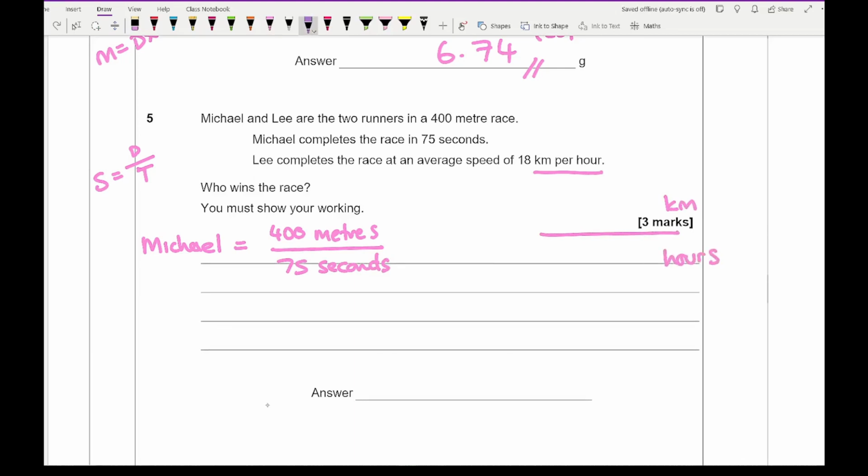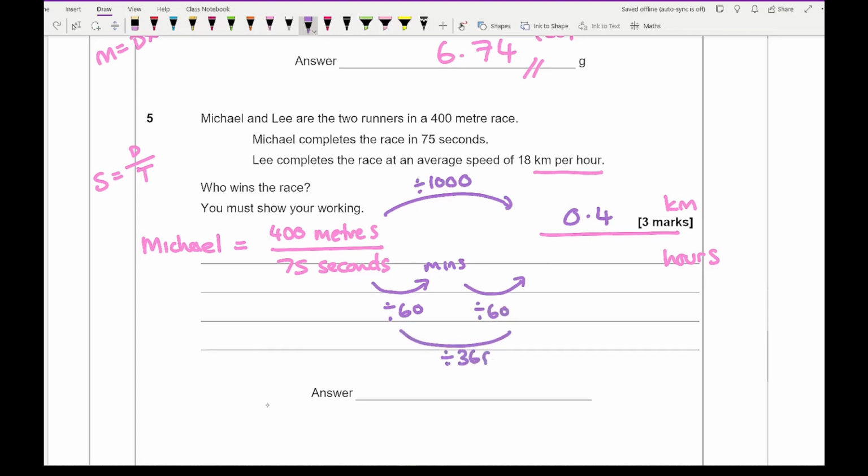So meters into kilometers, well, that's going to be relatively easy. Here I divide by 1000. So 400 divided by 1000 gives me an answer of 0.4. Now to convert seconds into minutes, I need to divide by 60, and then to convert it into hours, I need to divide by another 60. So altogether, I'm going to divide by 3,600.